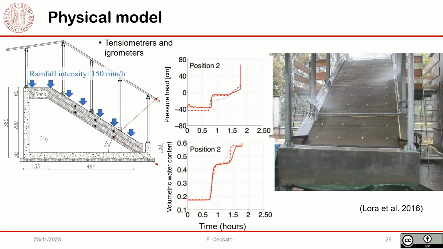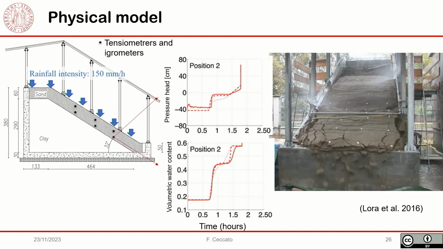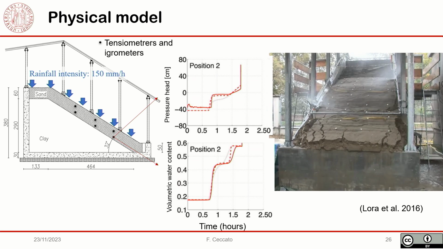So when the wetting front starts moving from the surface to the bottom, we have a first increase in pressure and water content. Then when the wetting front reaches the impermeable boundary, it starts moving to the top, so the slope is saturating from the bottom, and after more or less 1.5 hours, the slope will fail.